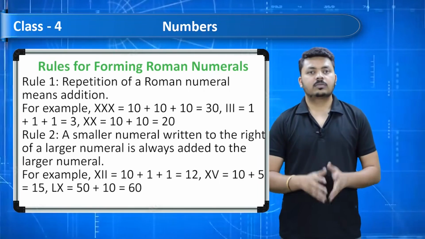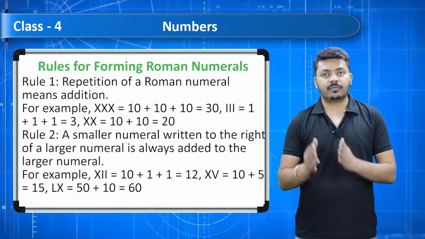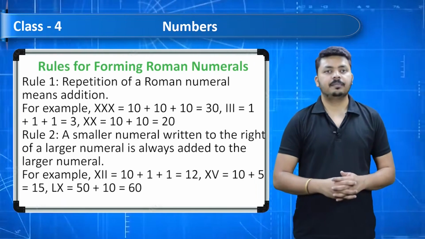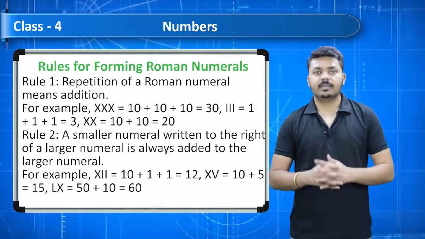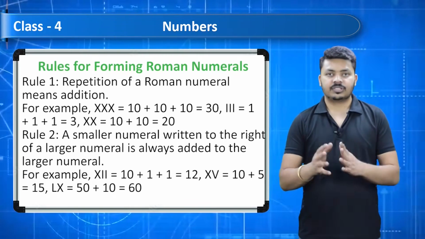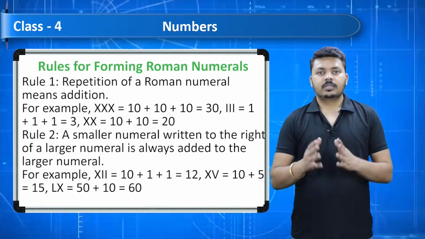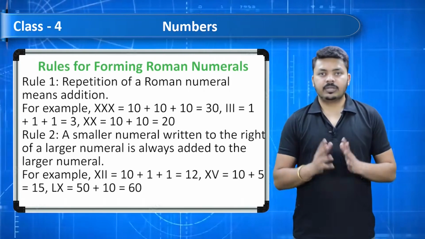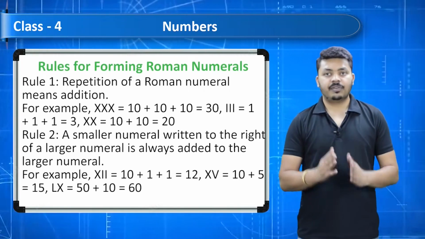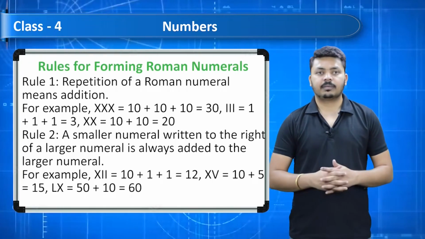Rule 2. A smaller numeral written to the right of a larger numeral is always added to the larger numeral. For example, XII is equal to 10 plus 1 plus 1, which is equal to 12. Similarly, XV is equal to 10 plus 5 equals 15. LX is equal to 50 plus 10 equals 60.